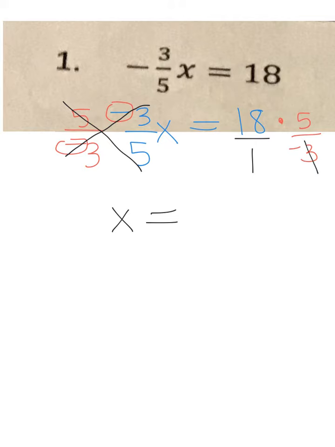And 3 goes into 18 6 times. I'm going to circle that negative so I know it's there. So what do I have left? I have 6 times 5, which is 30. And then I have this negative, so the answer is negative 30.